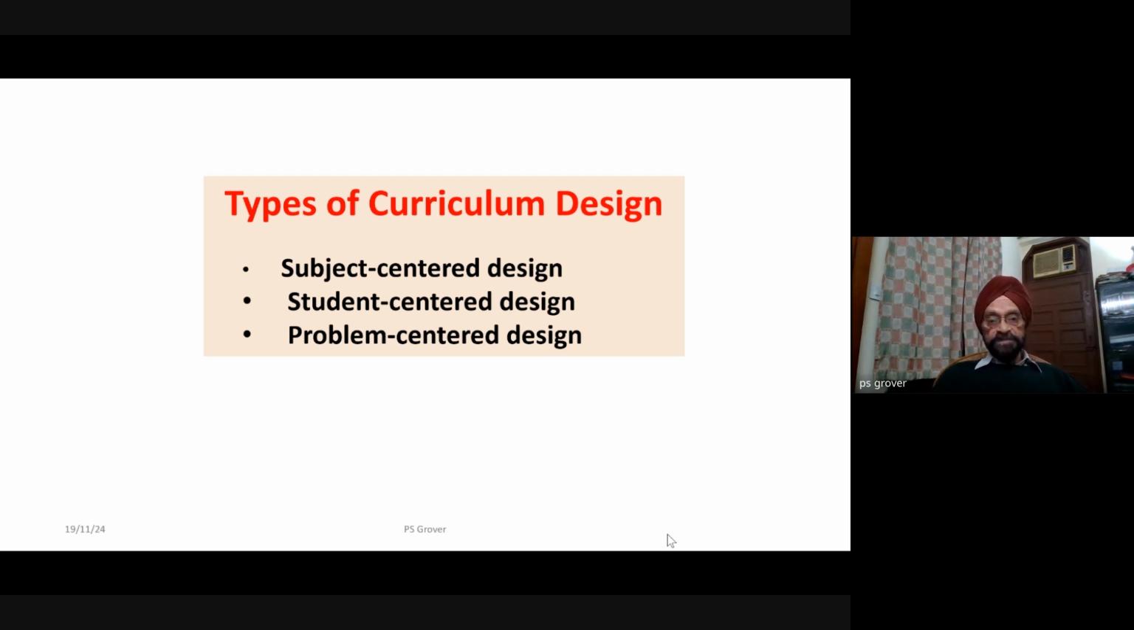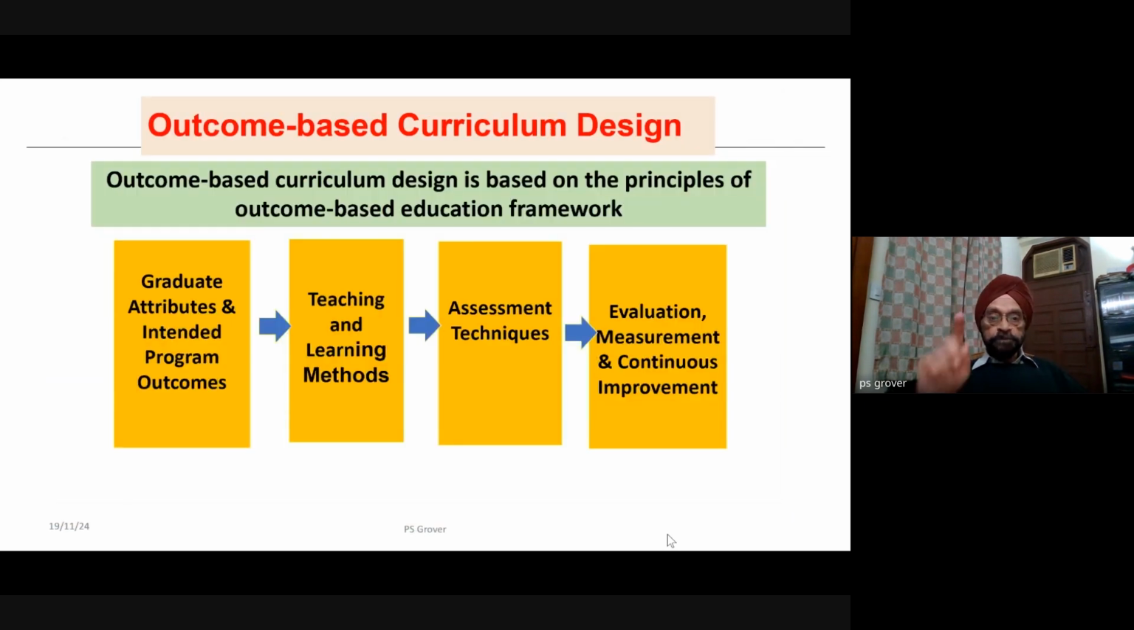Here, I will just skip this and I will come to outcome-based curriculum design. Outcome-based curriculum is designed by keeping in mind what our intended learning of the student is. Curriculum should meet what we decide the student should learn. So outcome-based curriculum design is based on the principles of the outcome-based education framework.